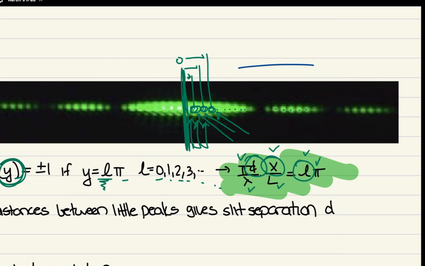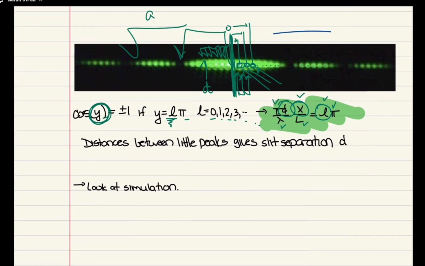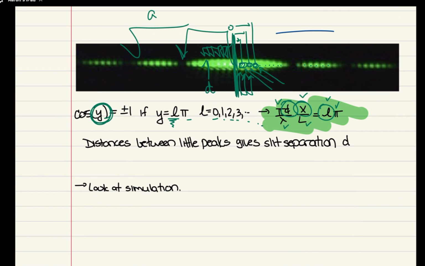So again, the distance from the middle to the dark patches is useful to get A. The distance between the center and the individual little bright bumps within the pattern allows you to get D. And so that is question 3. So you essentially do that again for the second image, that is, for the double slit experiment.